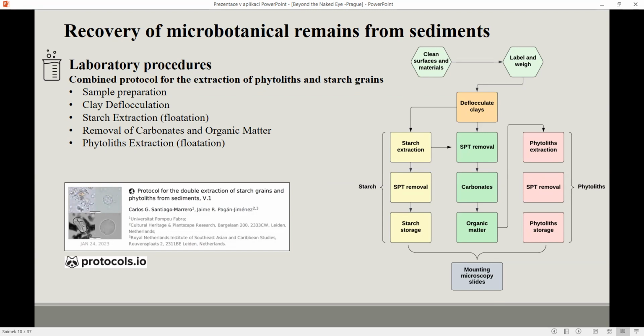And this is something that certainly we want to avoid. Once we have the starch grains safe, we proceed to remove the carbonates and organic matter using hydrogen peroxide and hydrochloric acid. And again, we then remove the phytoliths from the remaining sediments using flotation and heavy liquid. And then samples are ready to be studied under a microscope, or we can store samples for later analysis in the future.